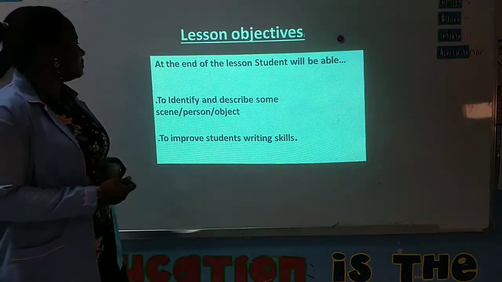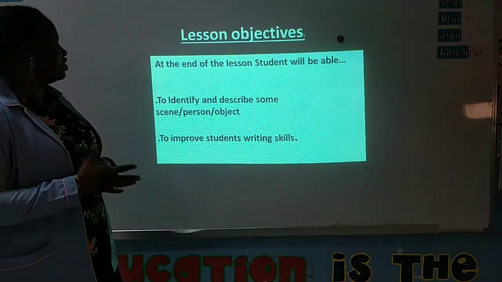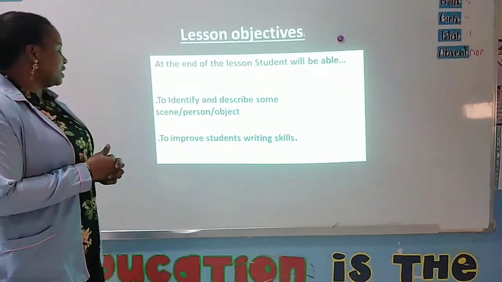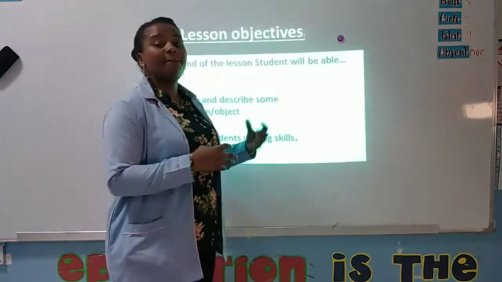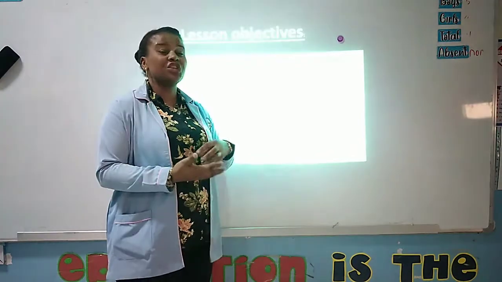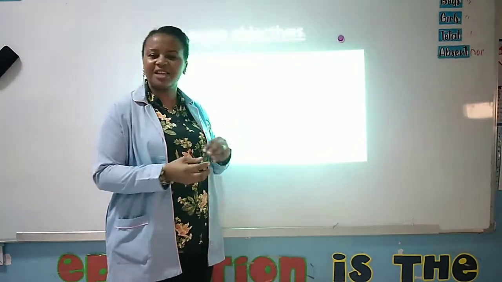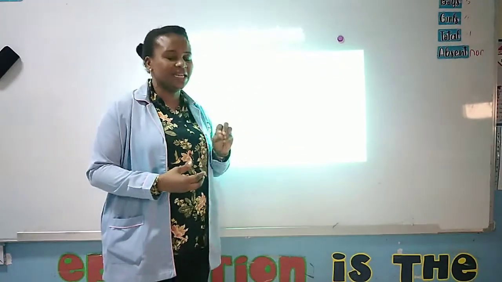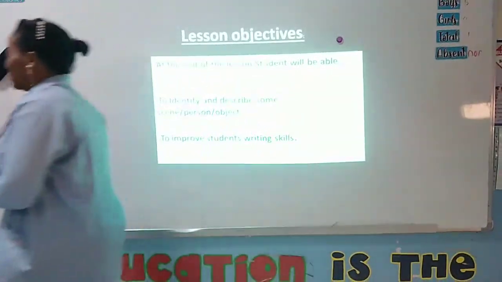Lesson objectives. At the end of the lesson, students will be able to identify and describe some scene, person, and object. Then the second one says to improve students' writing skills. So what we are basically going to do today is to teach you how to write in details, describing place, or describing person, or describing object in details. And we're going to detail that writing by writing neatly. You write nicely, neatly, and on the line. Okay.